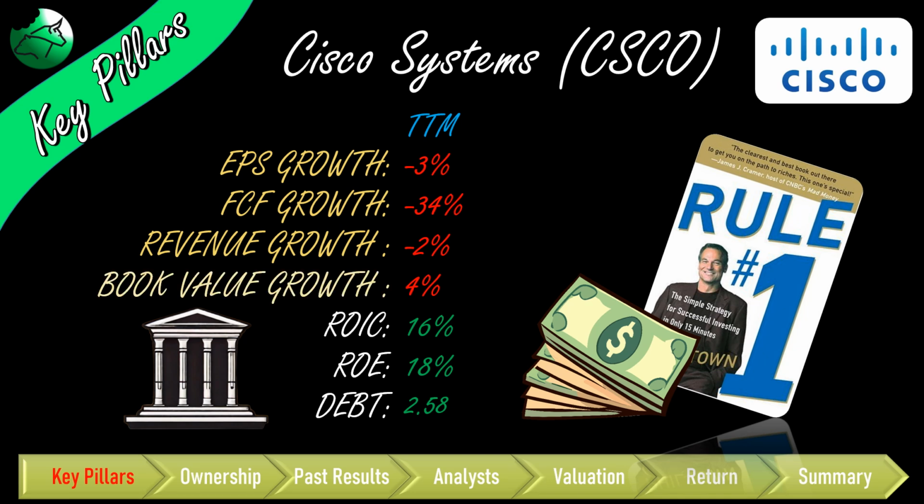Book value is calculated by subtracting the total liabilities from the total assets, and this indicates the equity growth for the company. And book value growth is up by 4%. Now we want to turn our attention to the management of the business by looking at the return on invested capital and the return on equity. These two measures allow us to assess a company's efficiency at allocating capital under its control. Return on invested capital and return on equity are very healthy at 16% and 18%.